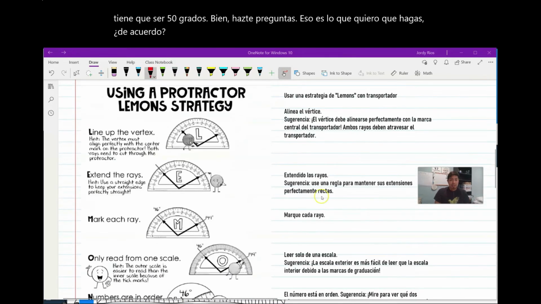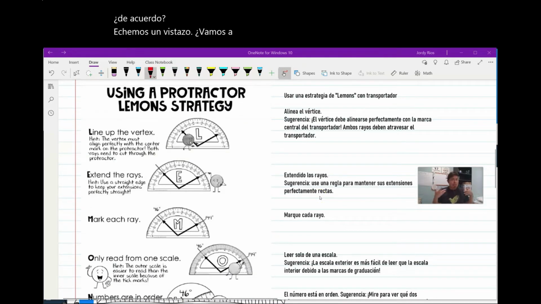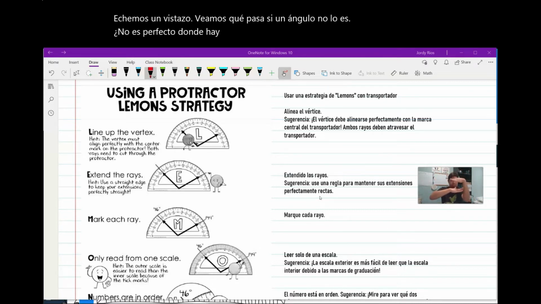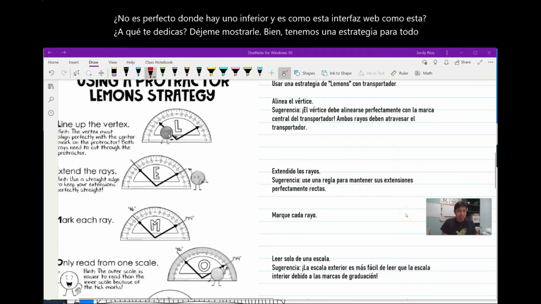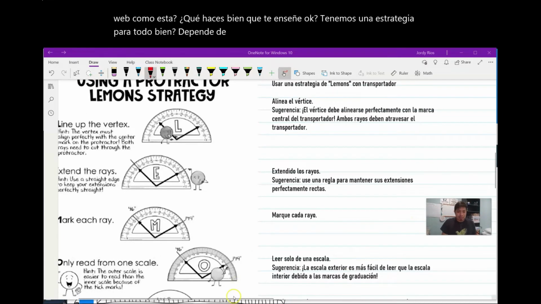Let's look at what happens if an angle isn't perfect, where there's a bottom one and it's like this. What happens if it's like this? Well, let me show you, okay? We have a strategy for everything, okay? It's up to you to practice it. All right, let's look at this strategy right here.